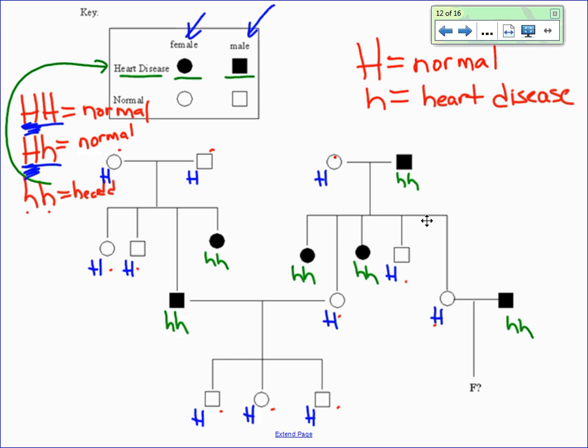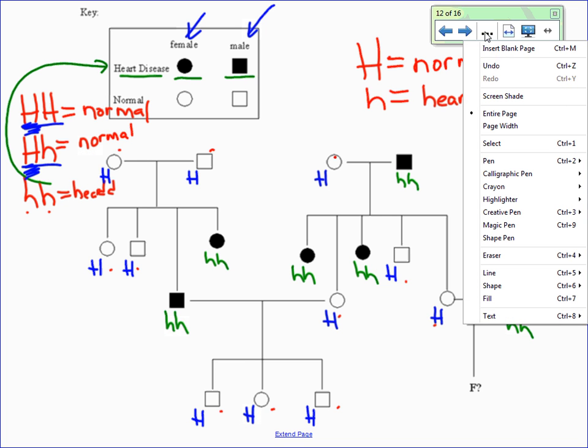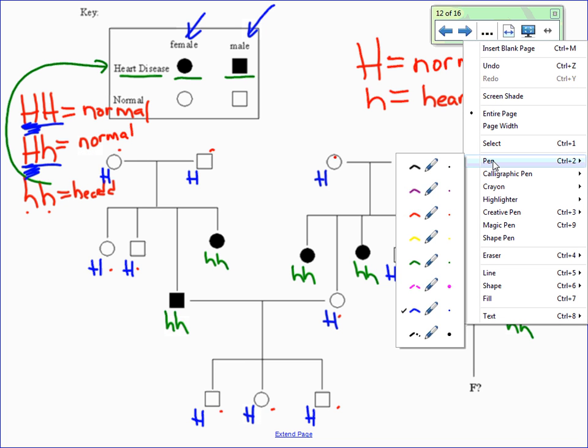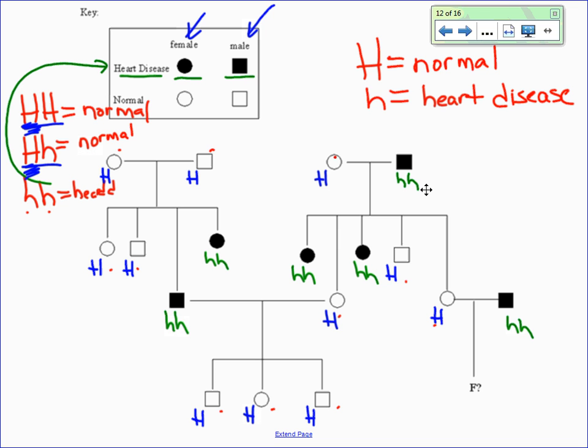Now this is where the fun of pedigrees really starts to come in. Let's start with this organism. I'll switch colors one more time. Let's switch to purple. All right, as we switch to purple, let's start with this individual right here. We know this individual has to be either big H, big H, or big H, little h, but we don't know which one just by looking at that lady.